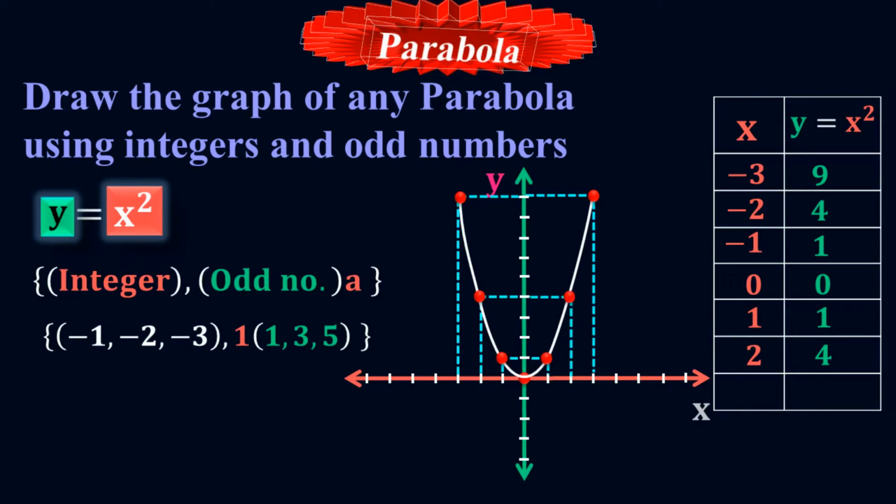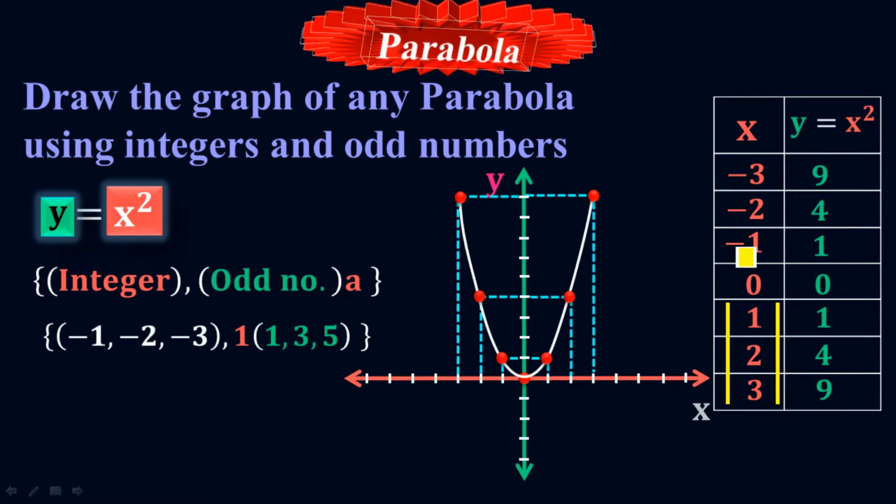And then when I substitute x equals 3, squared is positive 9, which is my y value. This is my last point. That's how I drew this graph. Then I joined all these points with each other to draw a perfect parabola. I can also use positive integers as well. This is nothing new. It's not something that you're gonna put by yourself.